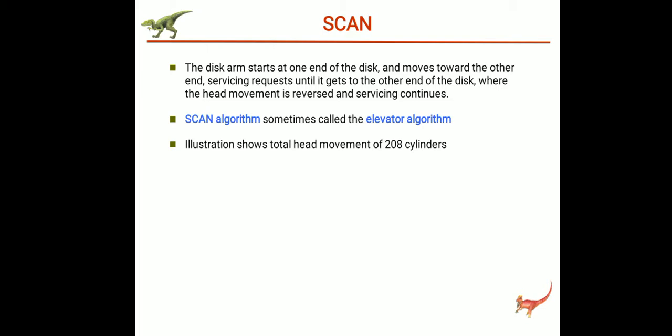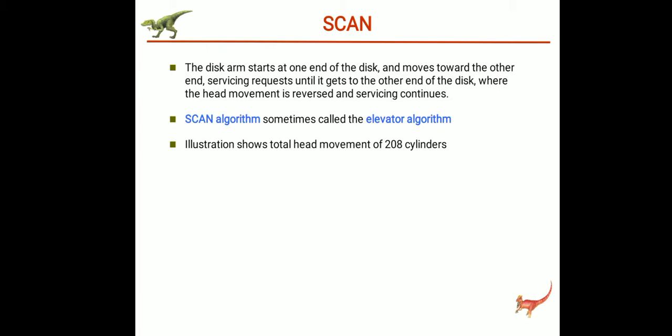So it starts from one end and moves toward the other end. While moving toward the other end, it will serve all the requests in between. Once it reaches the other end, the direction of the movement will be reversed and again it starts serving the requests in the reverse direction. Therefore, the scan algorithm is also called the elevator algorithm.